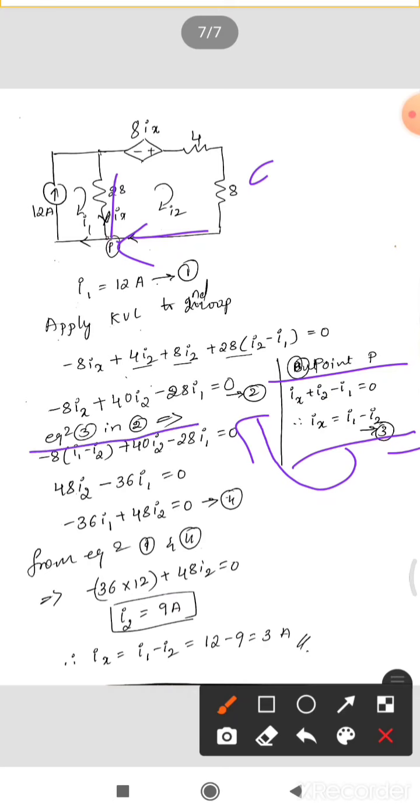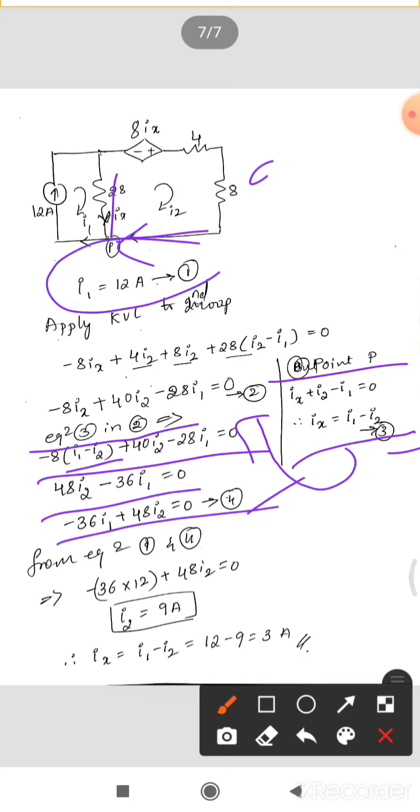Substituting equation 3 in 2: minus 8 into (I1 minus I2) plus 40 I2 minus 28 I1 equal to 0. Simplify this and you get 48 I2 minus 36 I1 equal to 0. Write systematically, I1 first and I2 second: minus 36 I1 plus 48 I2 equal to 0. Let's call this equation number 4. Solve equation number 1 and 4. Since you know the I1 value, substitute in that, and you get I2 equal to 9 ampere.